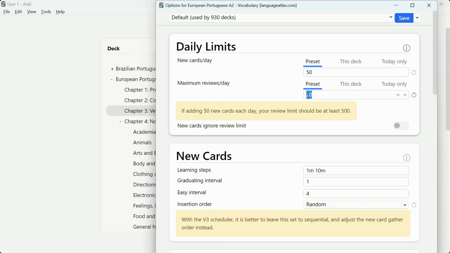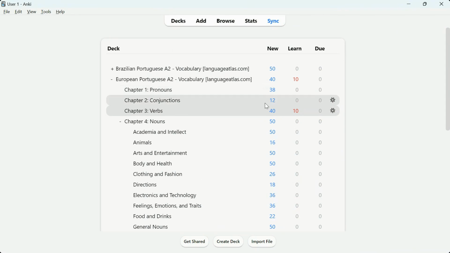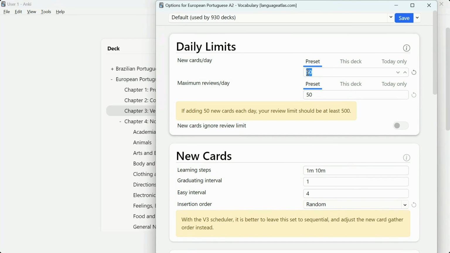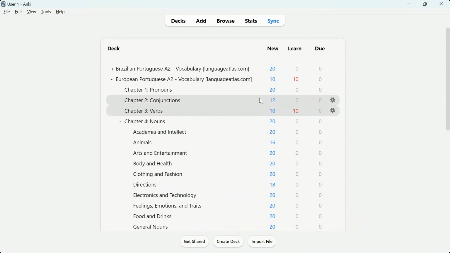And I can increase the reviews per day from 20 to 50. And a review is just simply a card that you've done before that you will do again. So a review. And after I change it, you can see the numbers have increased. And I can decrease them again if I wish to do so. So I can go from 50 to 20 back again. Click on save. And you can see that the numbers have decreased.